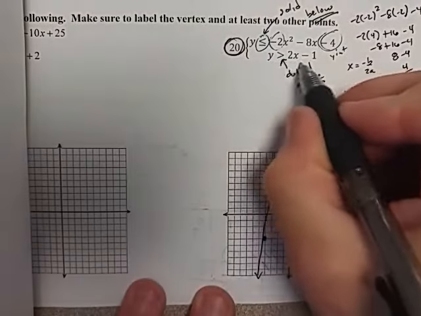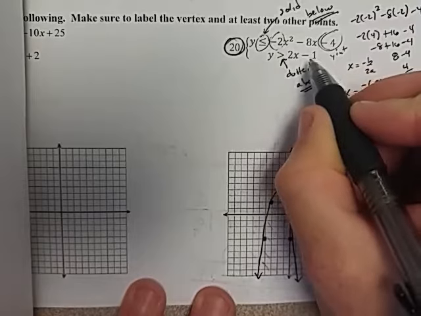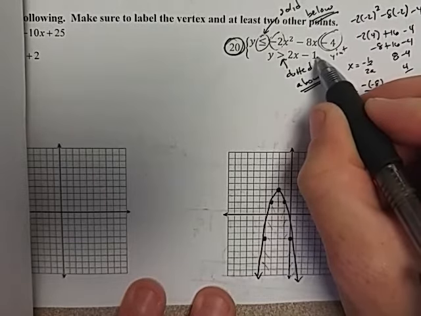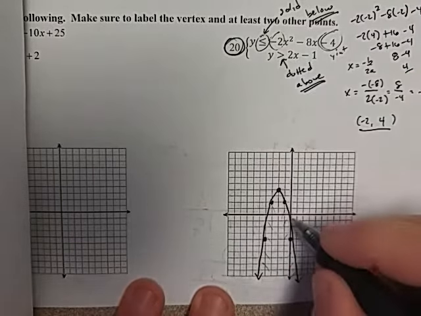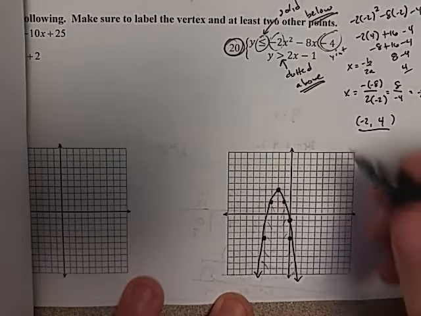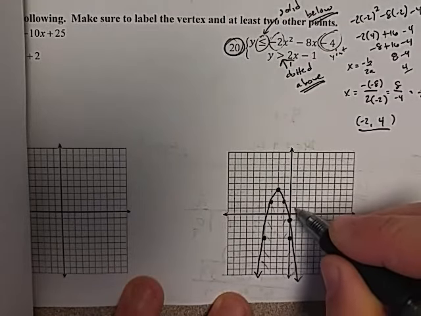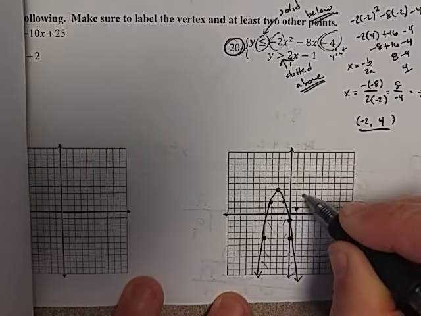Okay, so this other line, it's just a line. It's not a parabola. So the y-intercept is negative 1 and the slope is 2. So I'm going to go to negative 1, which is right here. And the slope is 2, which is really 2 over 1. So I'm going to rise 2 and run 1.